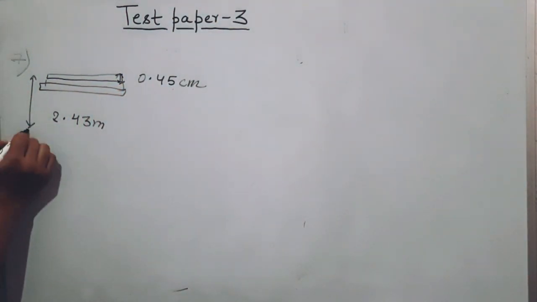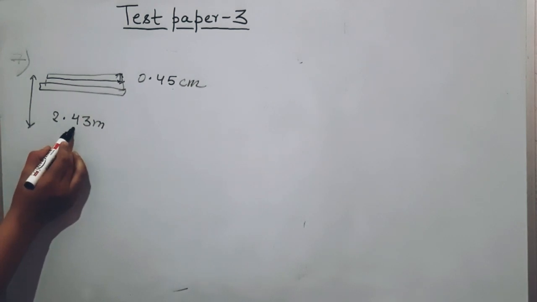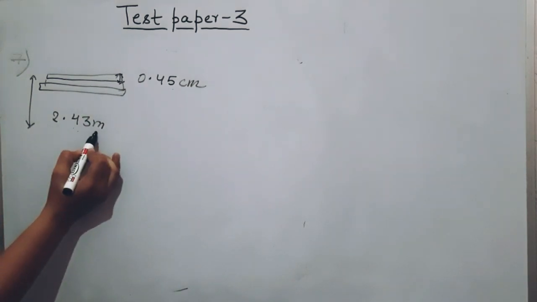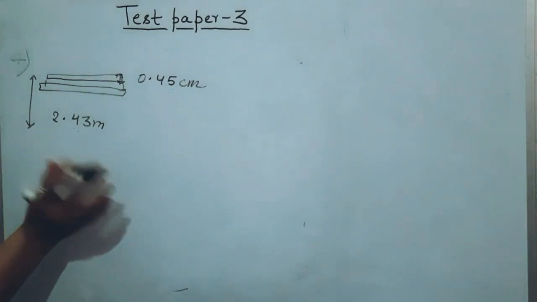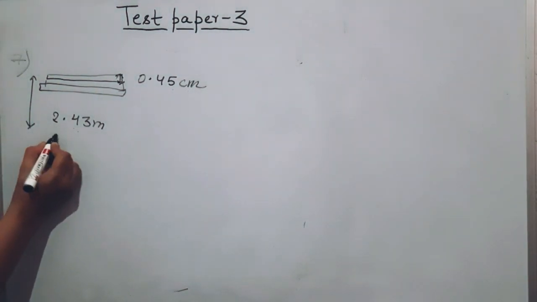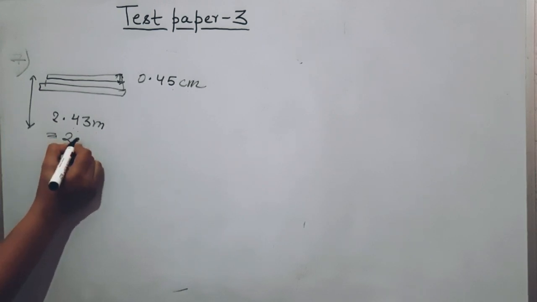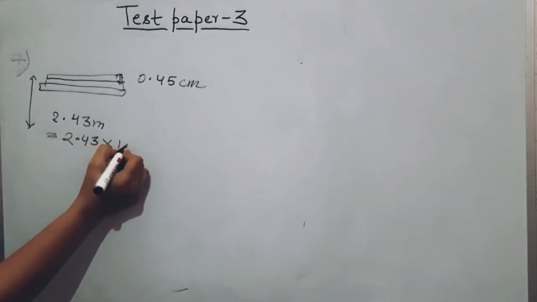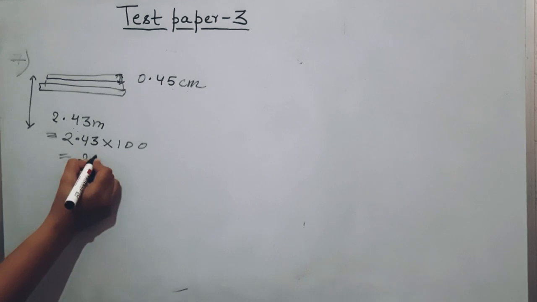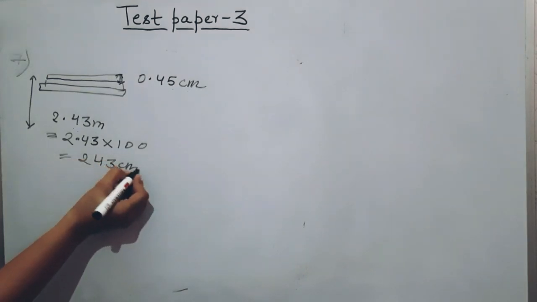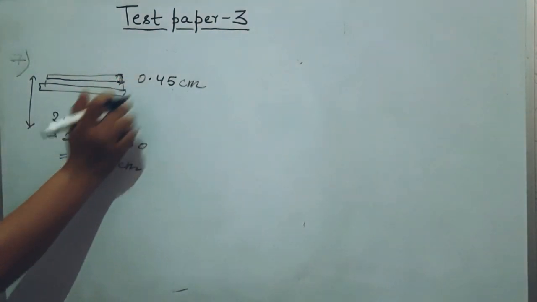And the height of the pile should be 2.43 meter. So this one is in meter and this is in centimeter. So the first step is to convert this into centimeter. So 1 meter is equals to 100 centimeter. So 2.43 meter is equals to 243 centimeter. Now both the numbers are in centimeter.